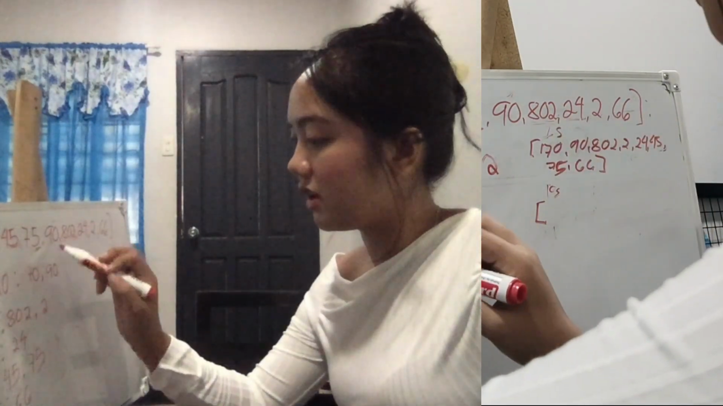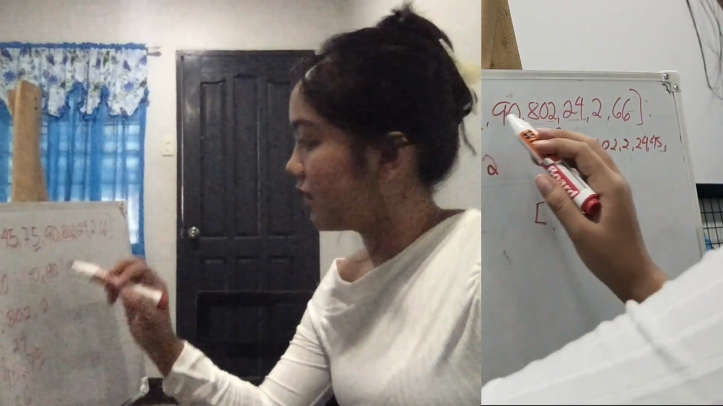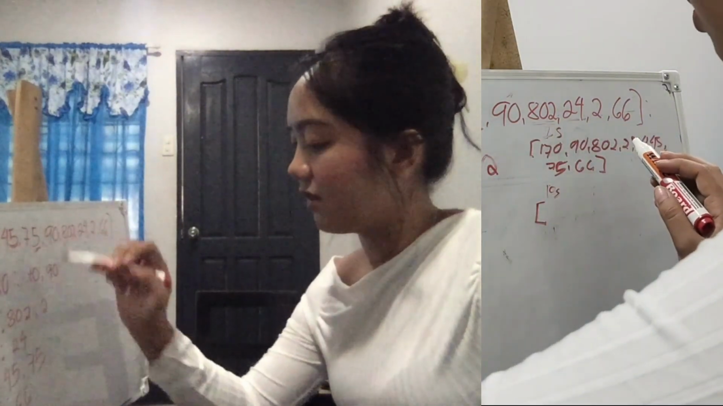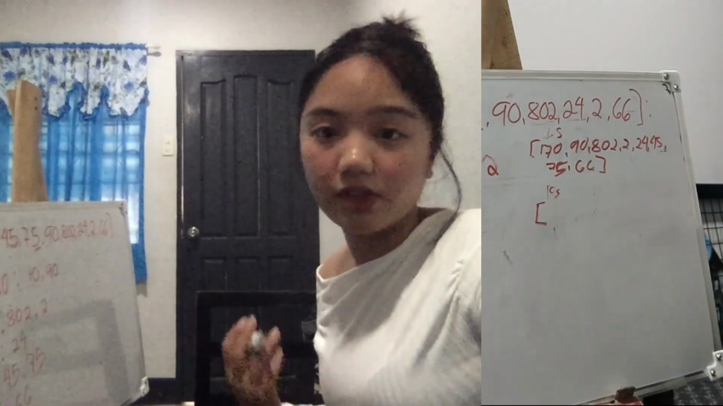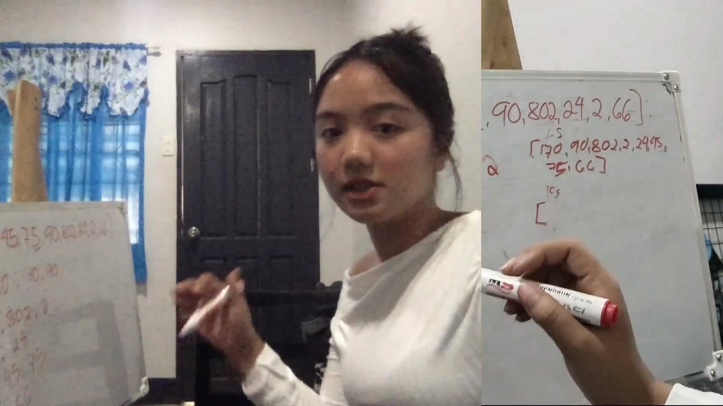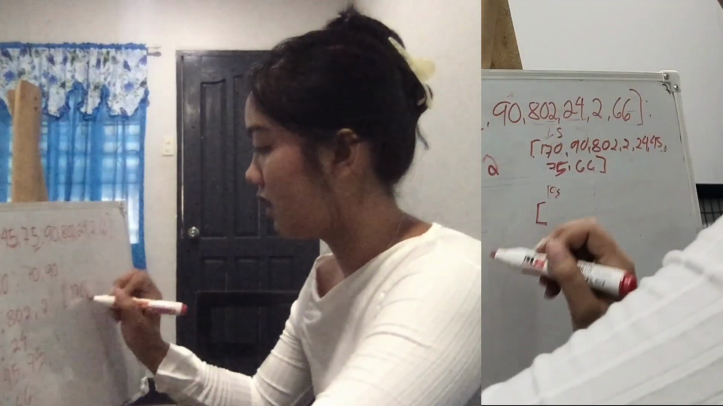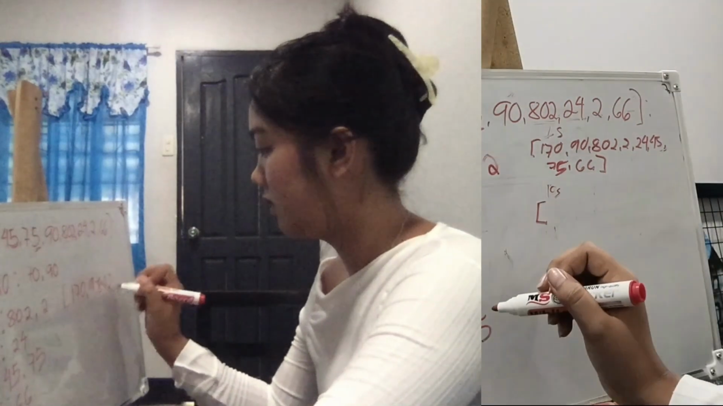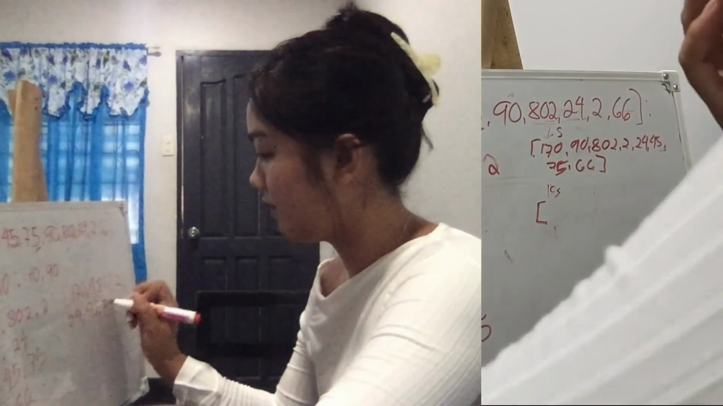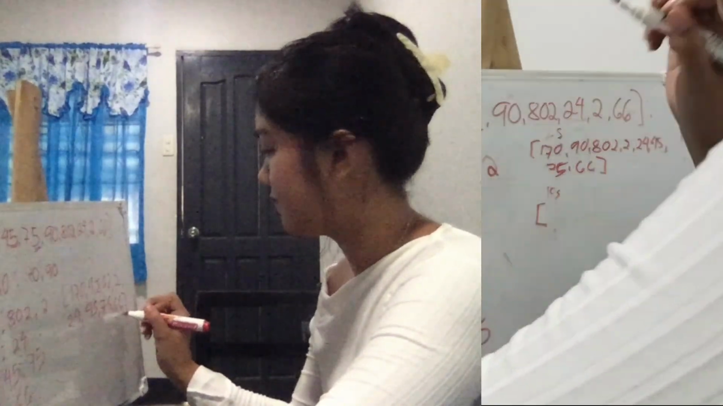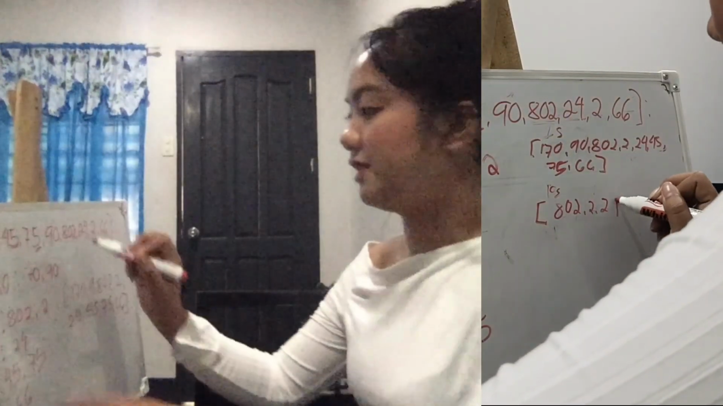170, 90, 802, 24, 45, 75, and 66. So the rearranged array based on these groups is 170, 90, 802, 24, 45, 75, and 66. This is the first place.